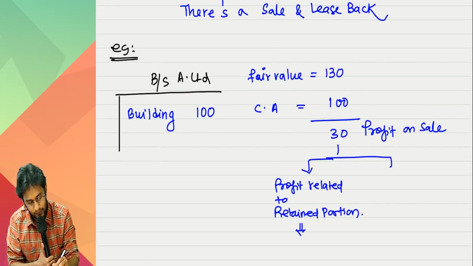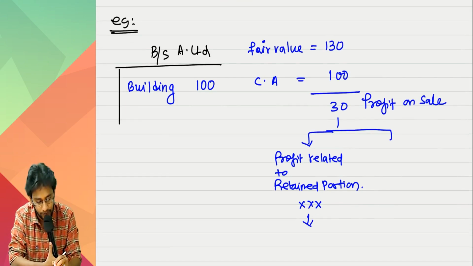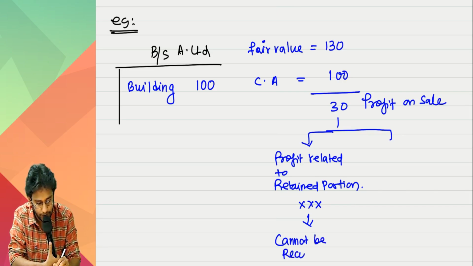So some amount you have to identify. How to identify? That is the only trick here. Once you identify that, this cannot be recognized.